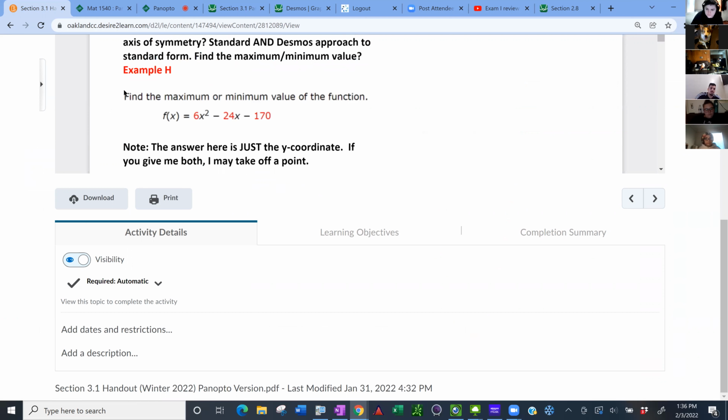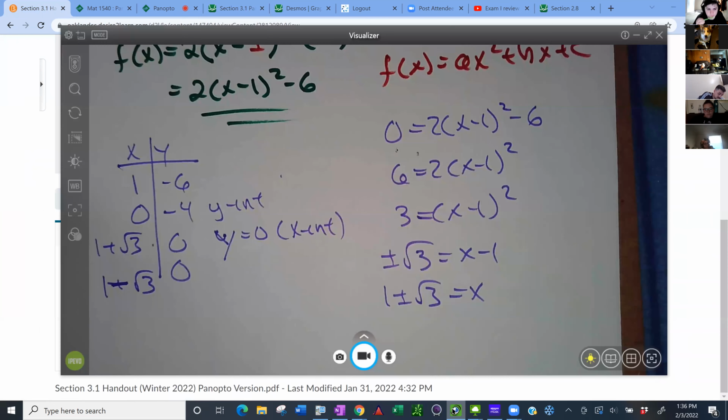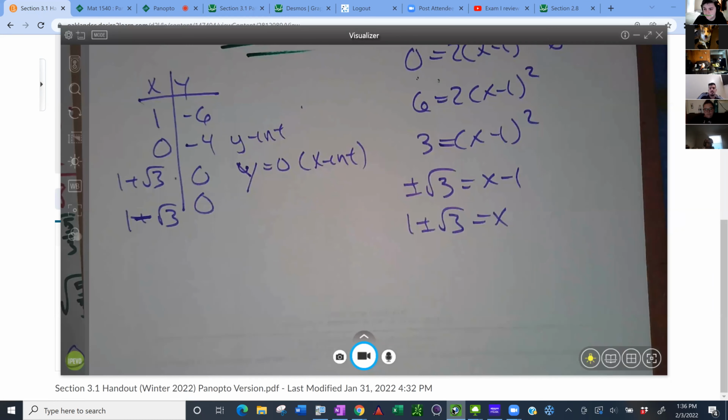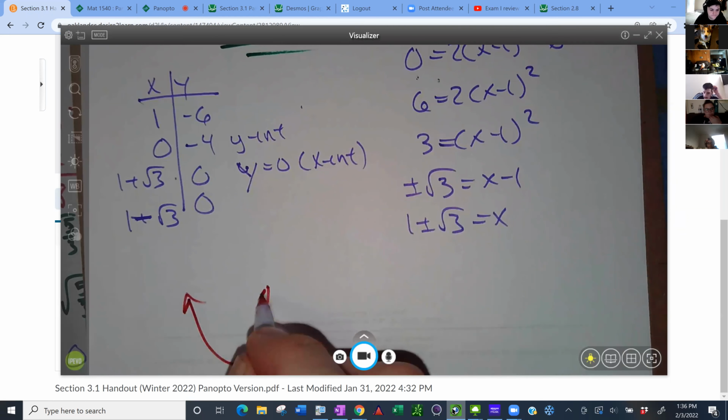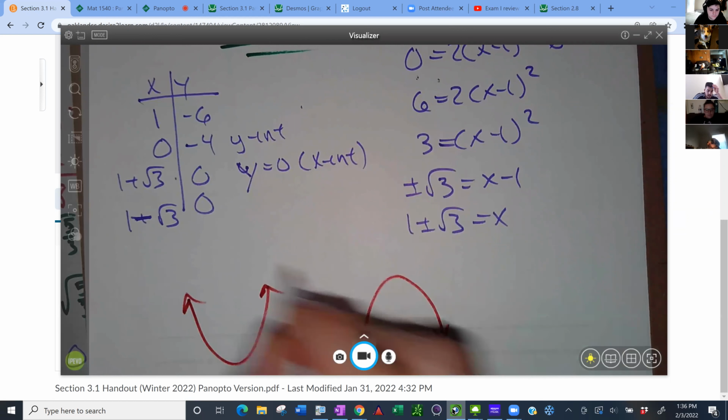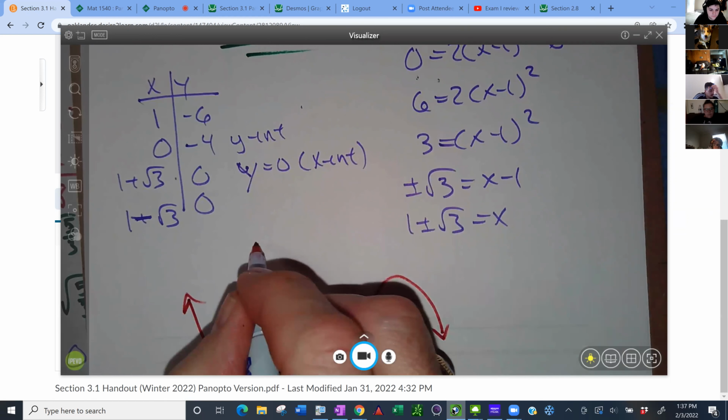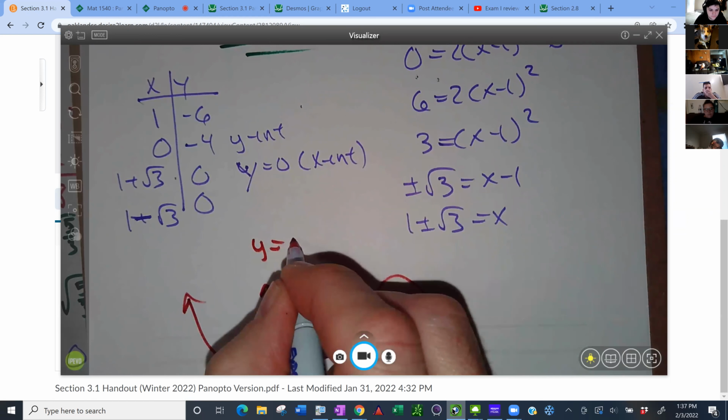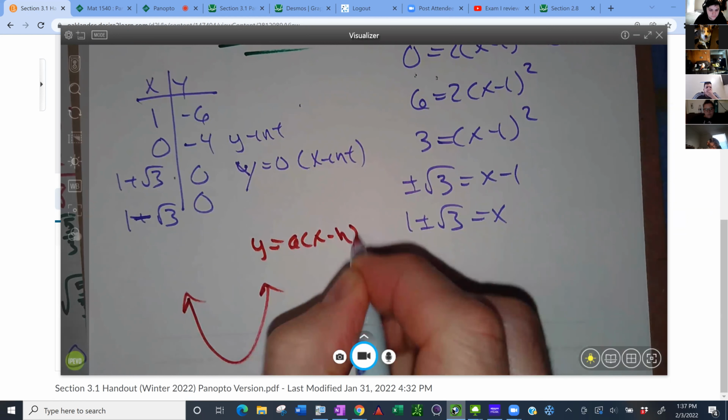There we go. It says find the minimum or maximum value of the function. Well, the function is going to look like this. It's going to be a parabola facing up or a parabola facing down. So that's for y equals a times x minus h squared plus k.